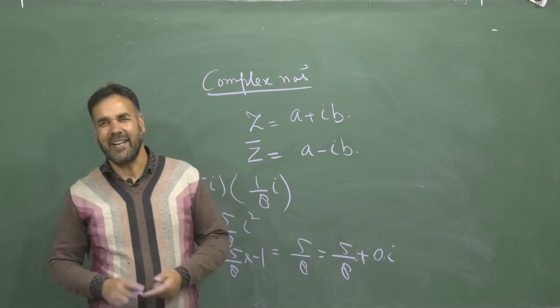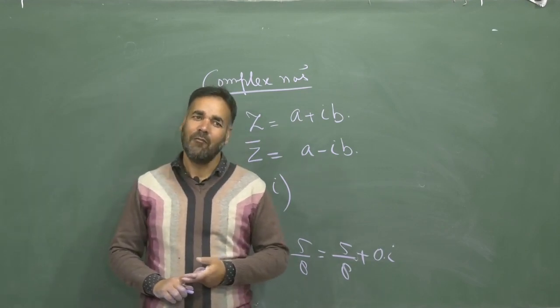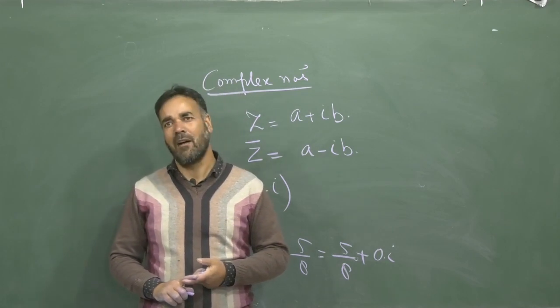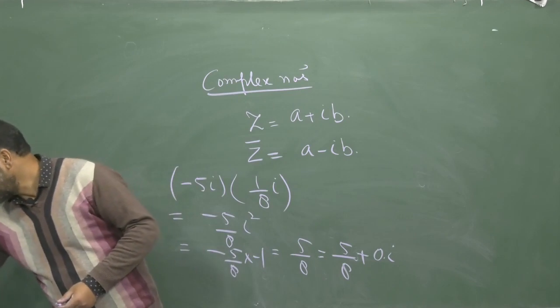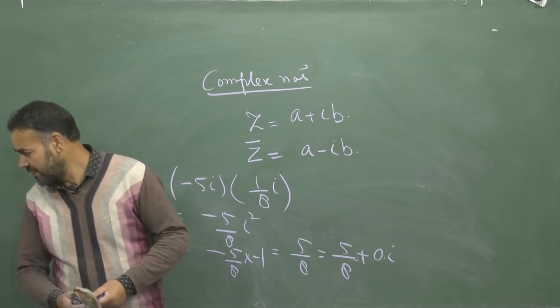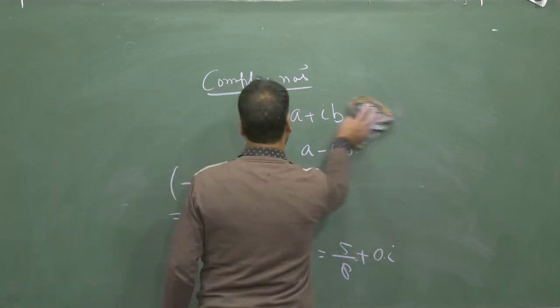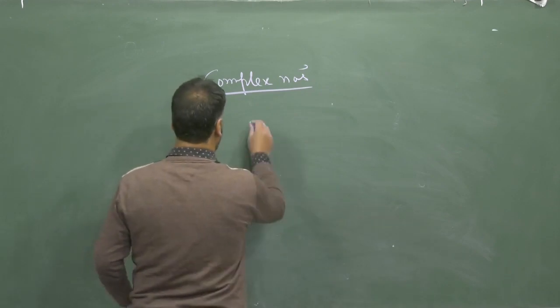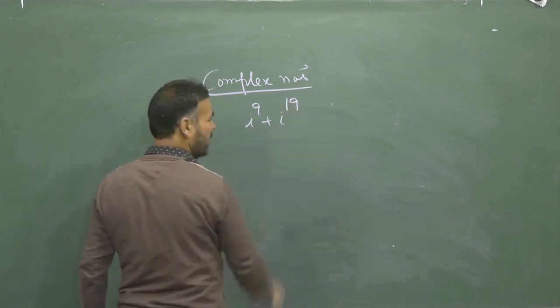So any complex number we can write in the form a plus iota b, where a is said to be the real part and b is said to be its imaginary part. Let us take an example and see what will be the value of iota raised power 9 plus iota raised power 19.